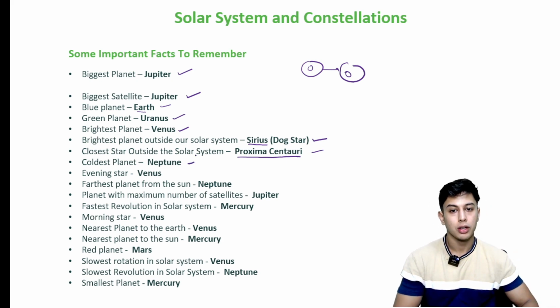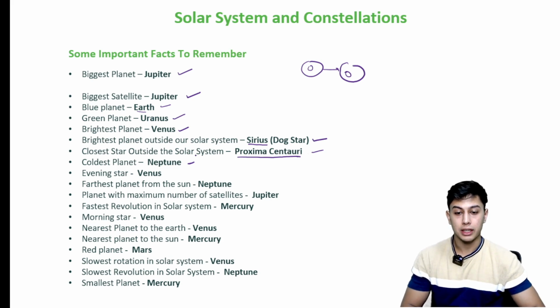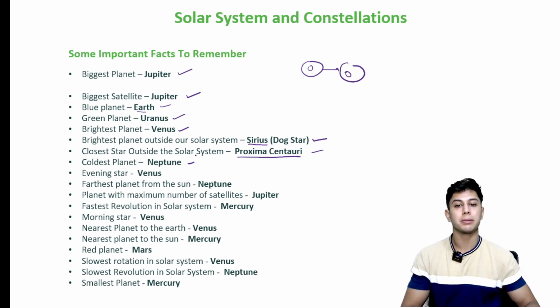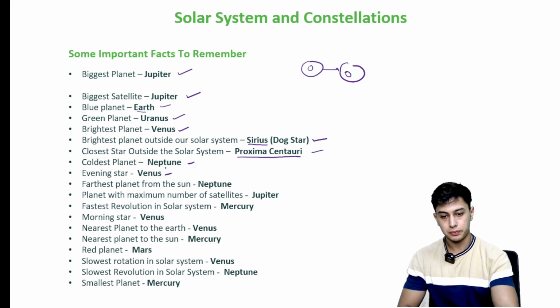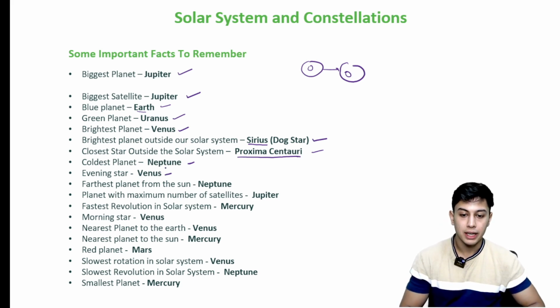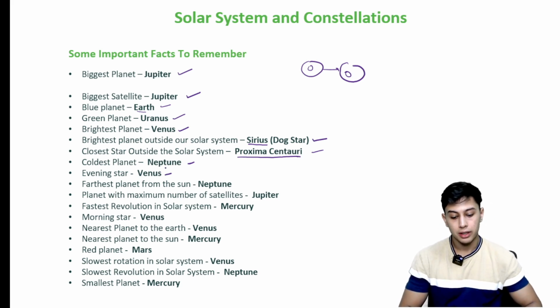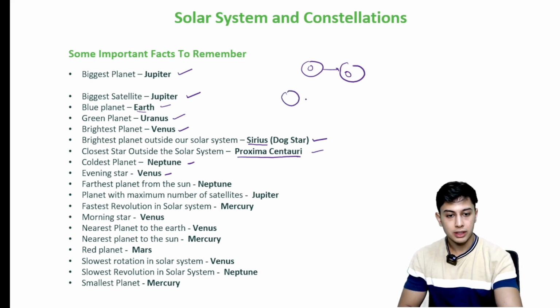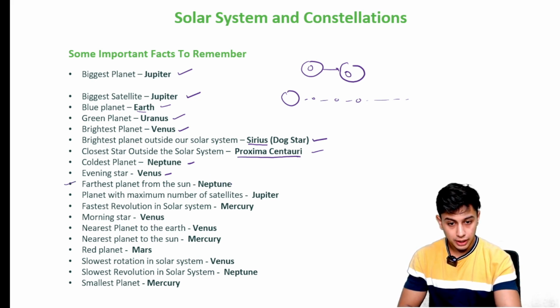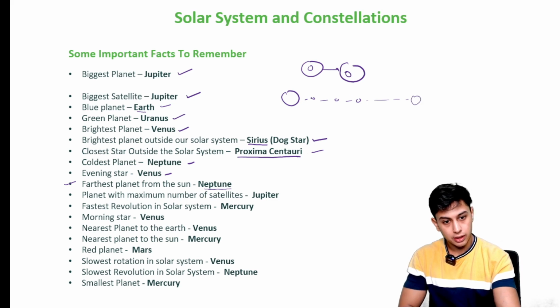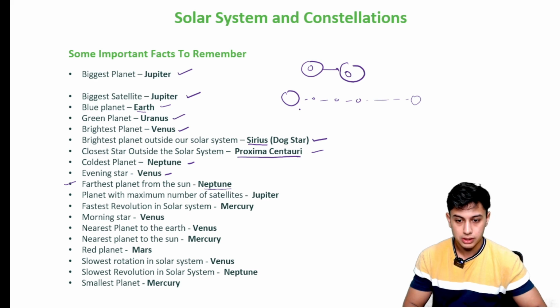Evening star. What do we call the evening star? Alright, when it is evening and we see the brightest star, that is Venus. The farthest planet from the sun. Alright, so over here I have the sun. There is one planet, two planet, three. Which one is the farthest? Alright, that is Neptune. It exists at the very end. It has a very big orbit. Alright, the farthest from the sun.